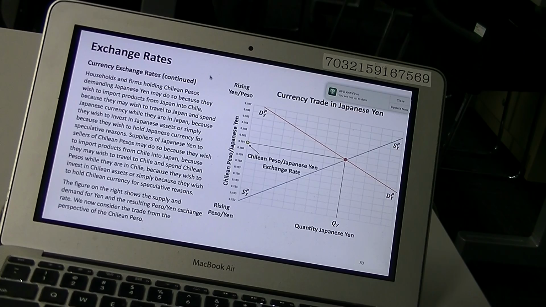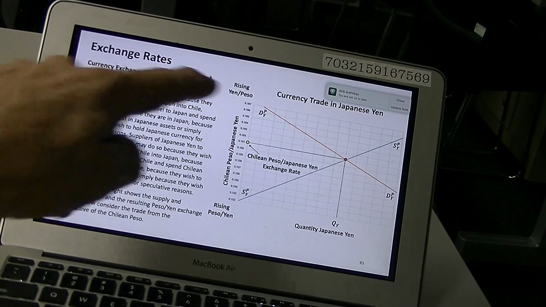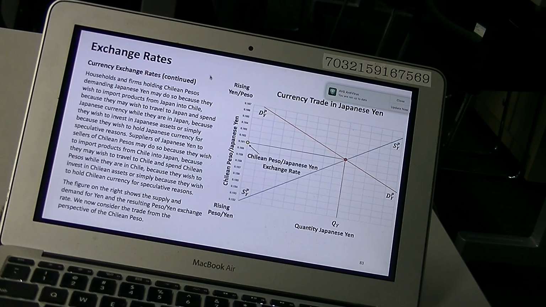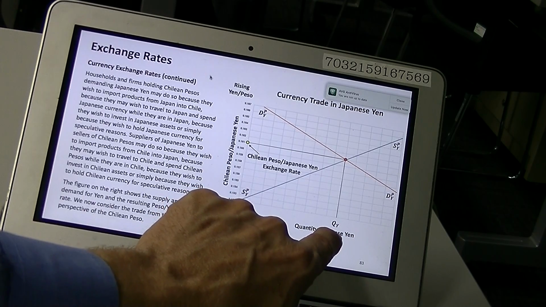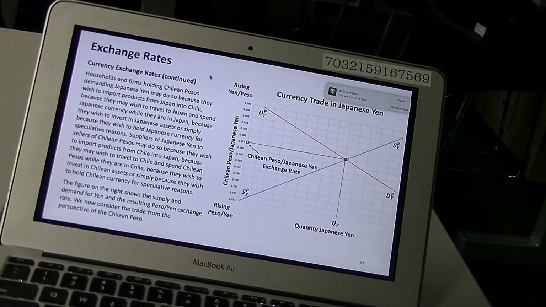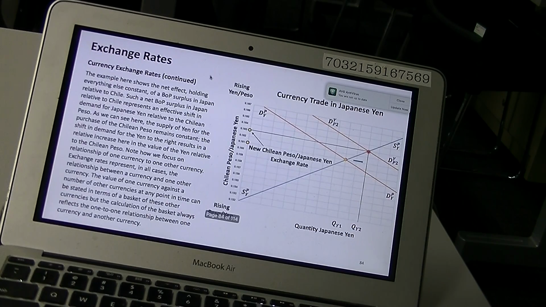That's about 1/6. So at this rate, you would need about 6 pesos to buy 1 yen. That's the idea. At that equilibrium rate, there would be that amount of yen purchased by people who want to buy yen, that's the amount of transactions that would take place. Now, what we want to think about is the effect of a balance of payments surplus.